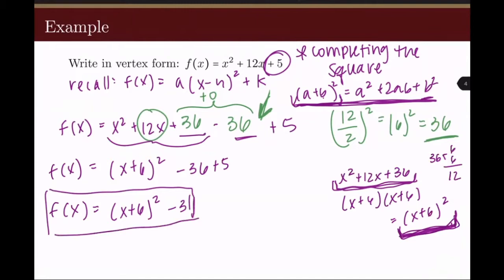And that's it. And now you can tell that your vertex is -6, -31. The vertex is -6 because remember the equation for vertex form is x minus h. And since we have a plus inside of this parentheses, you'd think of that as x minus -6 squared. So that's why we get -6 instead of positive. All right, let's keep moving on.